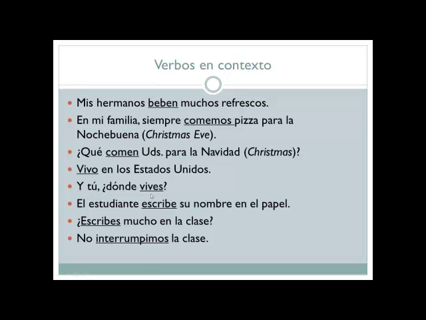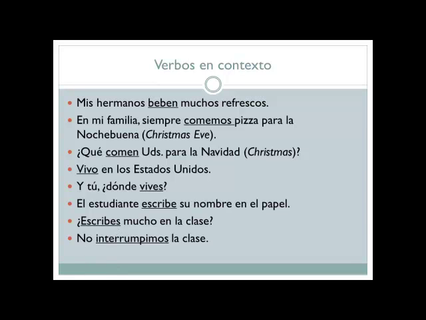Where do you live? El estudiante escribe su nombre en el papel. The verb is escribir, to write. And we use the third person singular, the conjugation for él or ella, or usted, because the subject is el estudiante, the student, or he. Here, again, there is no subject pronoun, so we have to look at the ending to tell who it is. Escribes, that's the tú form, so I'm asking you. Do you write a lot in class?